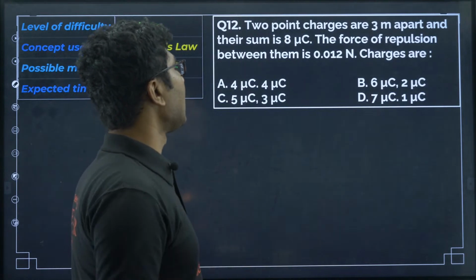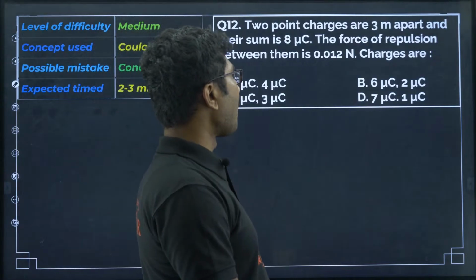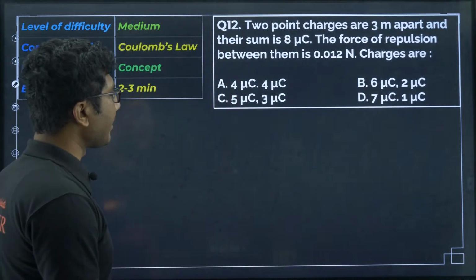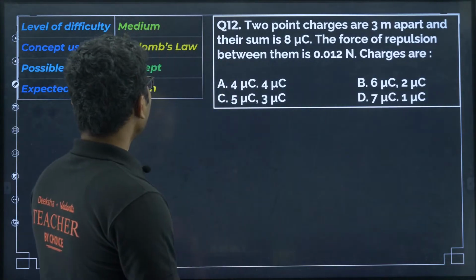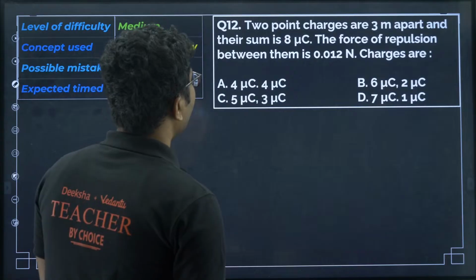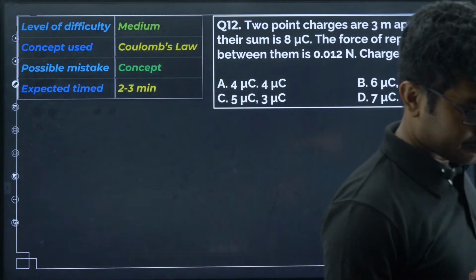2 point charges are 3 meter apart and their sum is 8 microcoulomb. The force of repulsion between them is 0.12 Newton. Charges are simple, but yet a little long. You have to solve this question. I will give you a few minutes to answer.